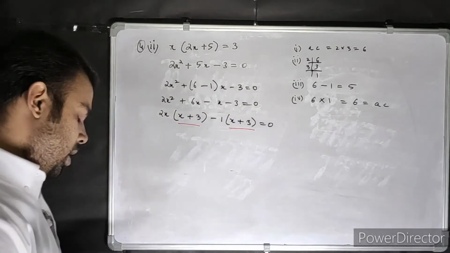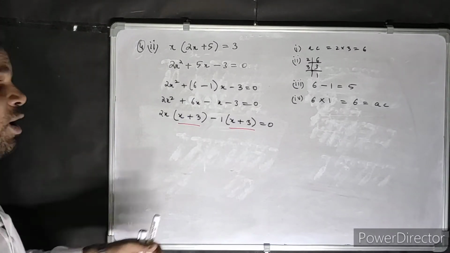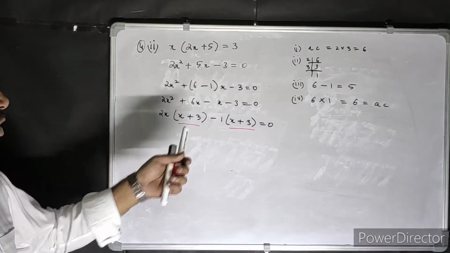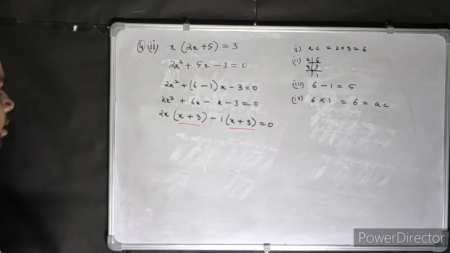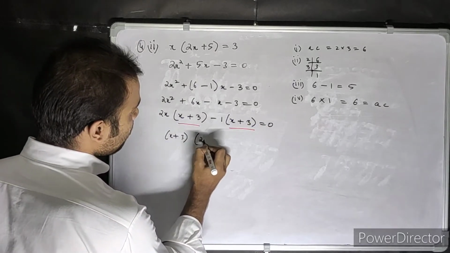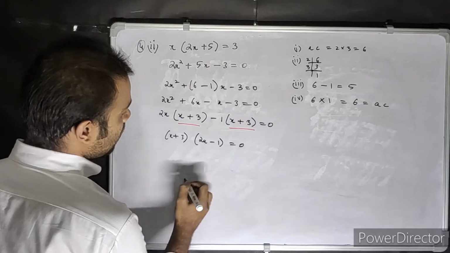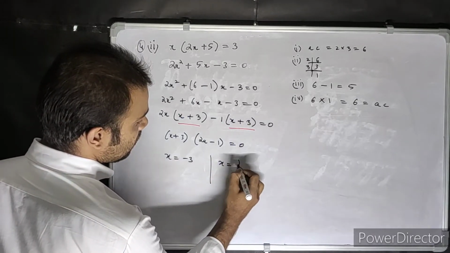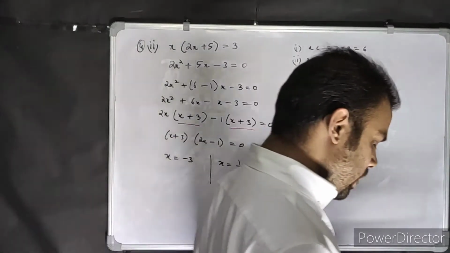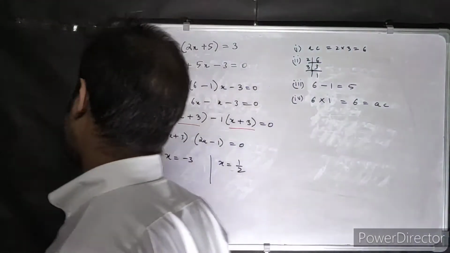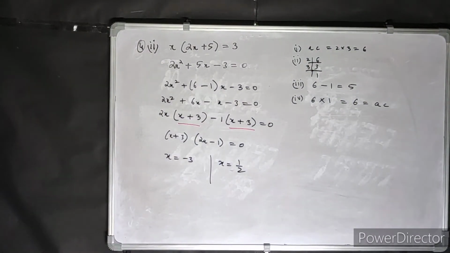Now let's go. So it is not always that from here you will get the correct factor. Sometimes you have to understand here also. So now let's take this x plus 3 as common, and then we got 2x minus 1 equals to 0. So x is equals to minus 3 and x is equals to half. So you got two values, x is equal to minus 3 and x is equals to half. You can put these values over here and check if you're getting the correct answer or not.